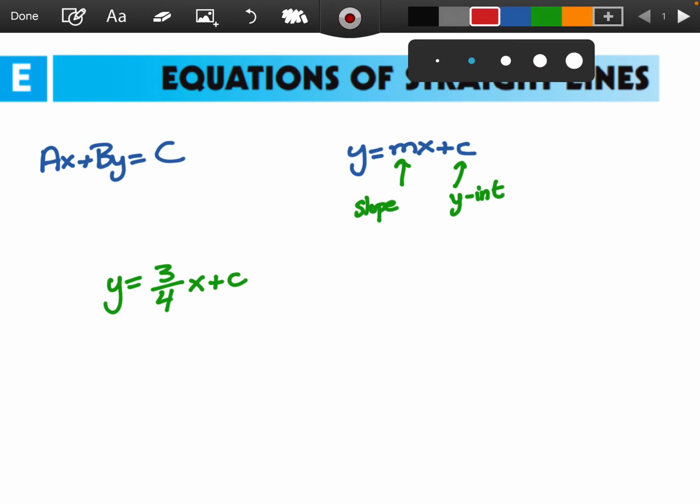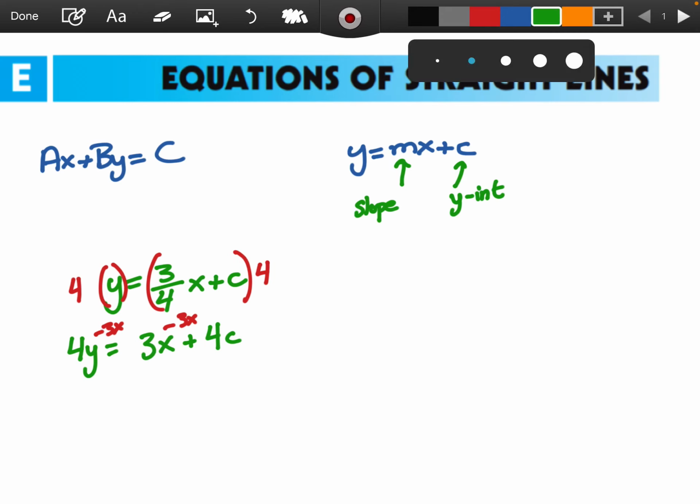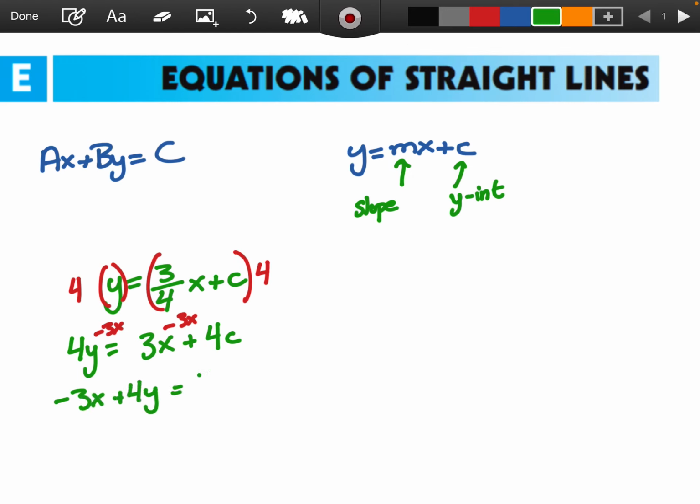So if we rearrange this, the first thing we would probably try to do is multiply everything by 4. Then that would give us 4y equals 3x plus 4c. Great. Then if I continue rearranging, I'm going to subtract 3x from both sides, and I arrive at negative 3x plus 4y equals 4c. And I said that with general form, you never want to have your x as negative. So the last thing I'm going to do is multiply everything by negative 1. And we end up with 3x minus 4y equals negative 4c.